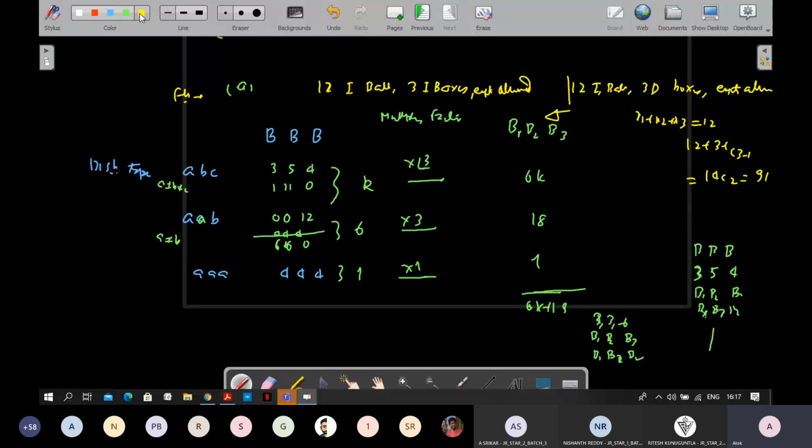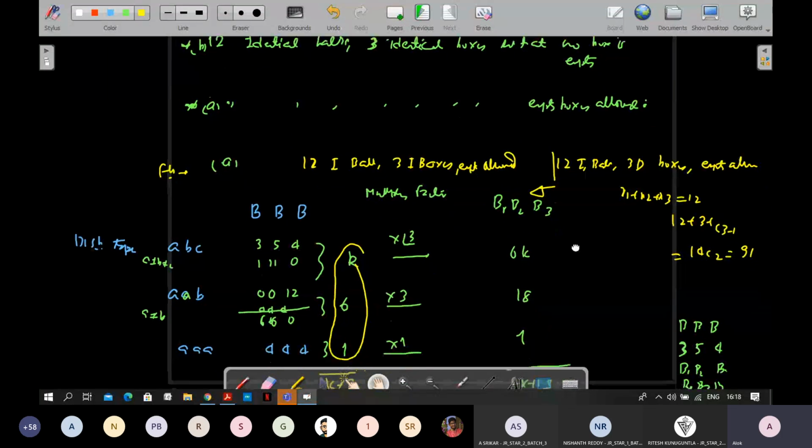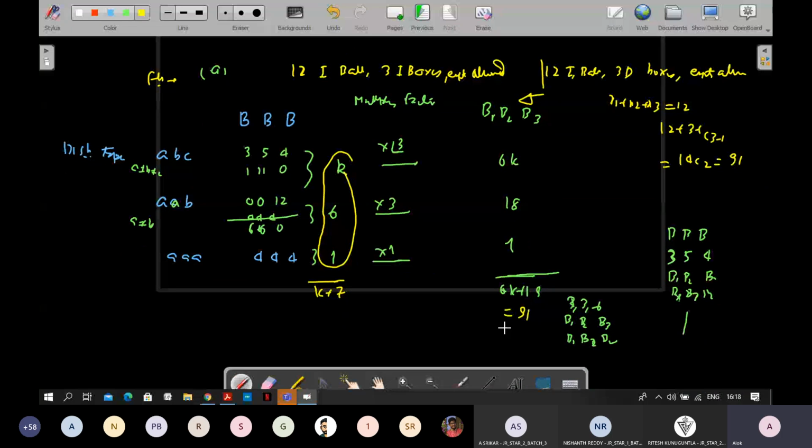And what I want is this one. I want only identical ways. So I want these numbers. I want the sum k plus 7. But k I don't know. But because I know this column, so I can calculate k, because this answer is of course 91. So 6k plus 19 is 91. So k equals 72 by 6. So k is 12. And so your answer for this will be 12 plus 7 equals 19. So you have got 19 ways to put 12 identical balls into identical boxes.